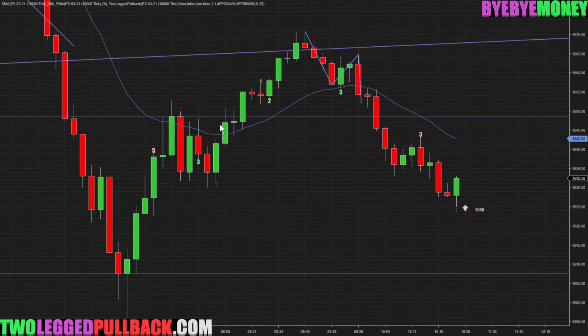This is why I like the 10K chart. 10K chart rarely makes traps. Look at this. Hasn't trapped one time in all of this. It's nice.